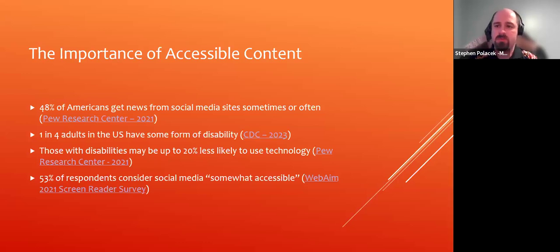And the final point here, the reason that we're considering this and doing this, is because just over half of respondents to the WebAIM 2021 screen reader survey, 53%, consider social media only somewhat accessible. A lot of this is out of your hands. You have no say in what Twitter does for accessibility, what Facebook does, YouTube, but you still have a responsibility for your content, what you're putting on there.